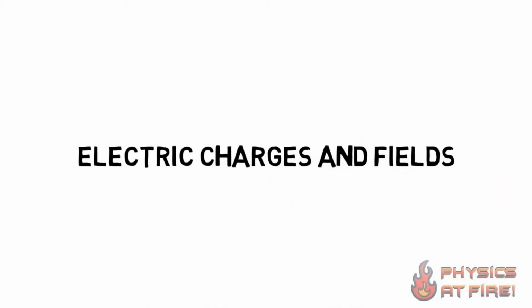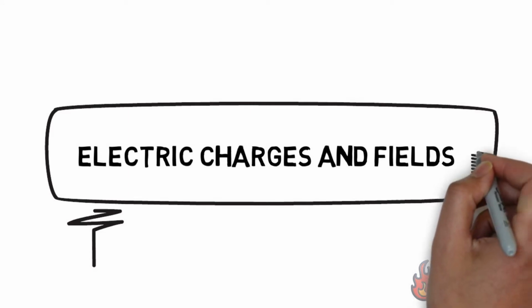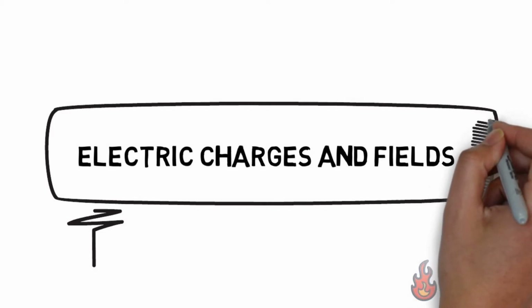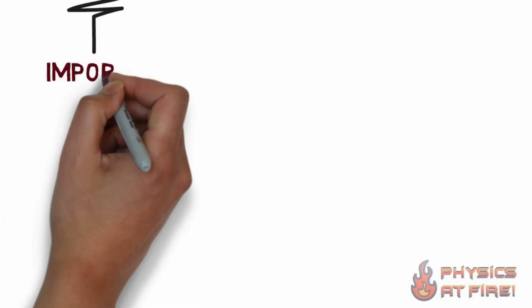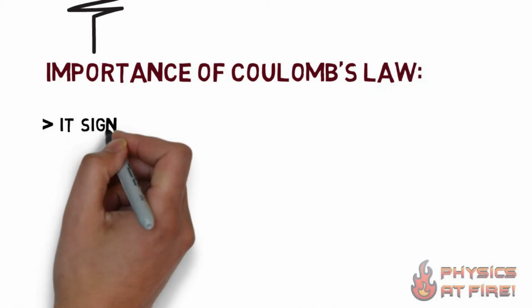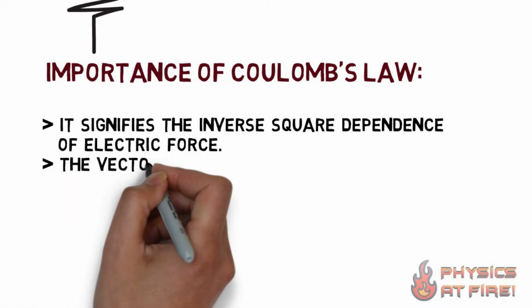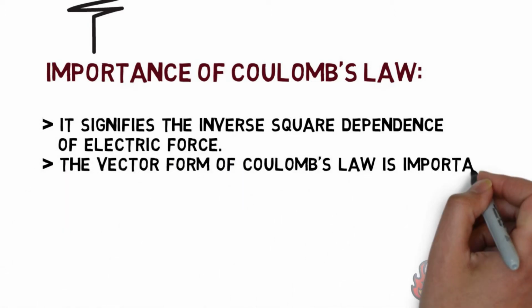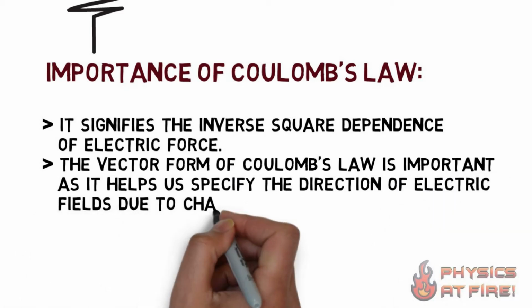Today we are going to discuss the importance and limitations of Coulomb's Law, the principle of superposition, and continuous charge distribution. Let's start with the importance of Coulomb's Law. It signifies the inverse square dependence of electric force. The vector form of Coulomb's Law is important, as it helps us specify the direction of electric fields due to charges.